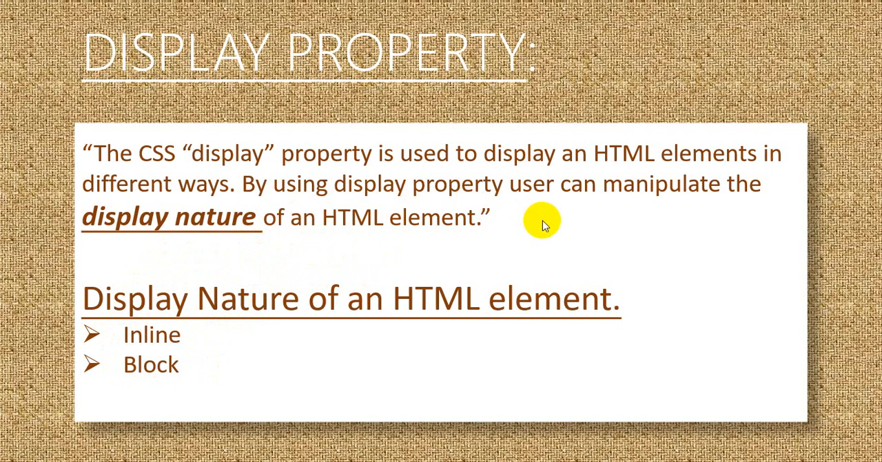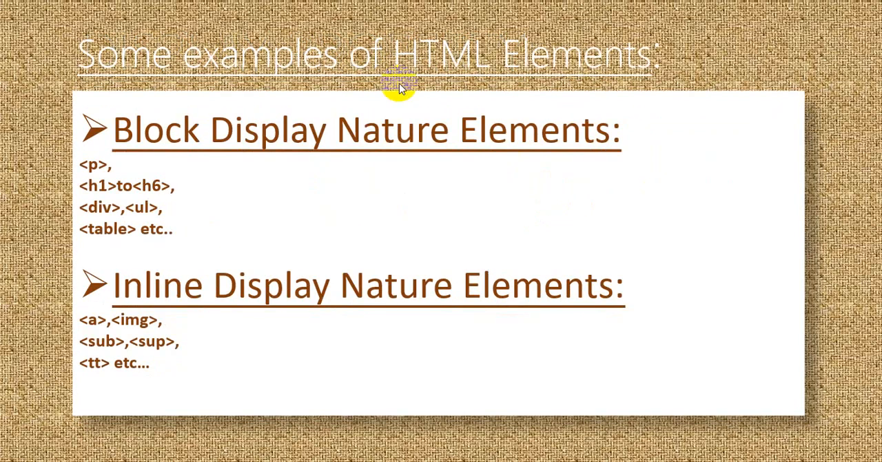Let's have a look at some HTML elements which come under both categories. There is a block category and there is an inline category. These are some examples which come under the block category, and these are some examples which come under the inline category. The default or natural value of these HTML elements is inline. When you use these elements, they will display inline until your line is complete, according to your page width.